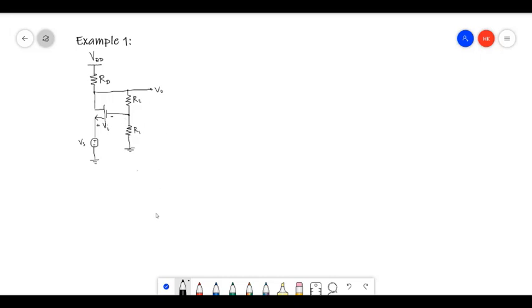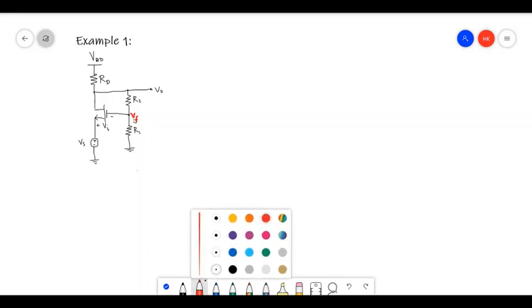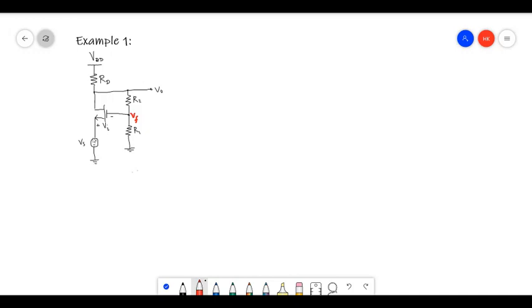So first of all, let's see whether this is a negative feedback system. How do we find that? First of all, this is Vs and this voltage here will be Vf. If we find Vi, Vi is equal to Vs minus Vf. So this voltage minus this voltage.